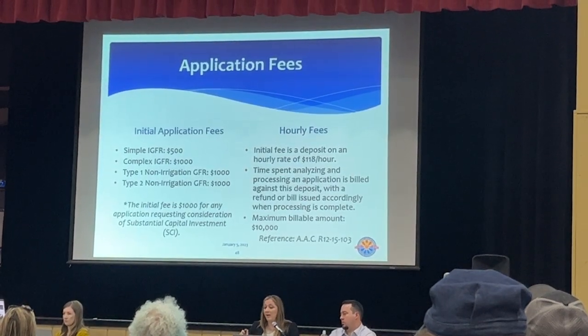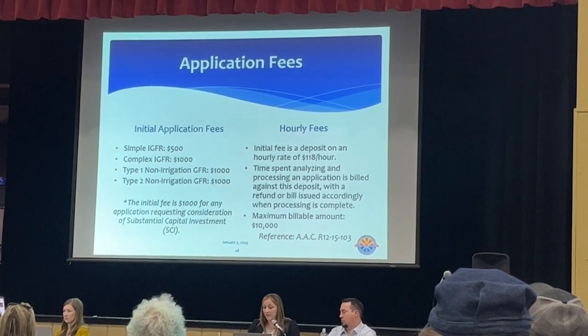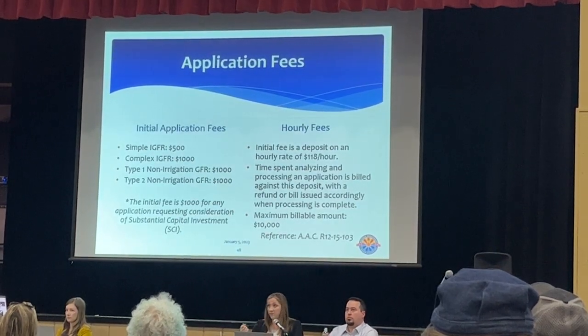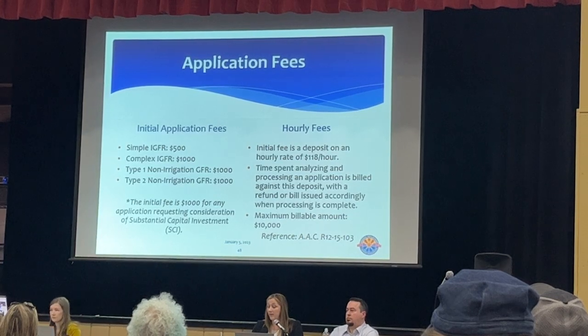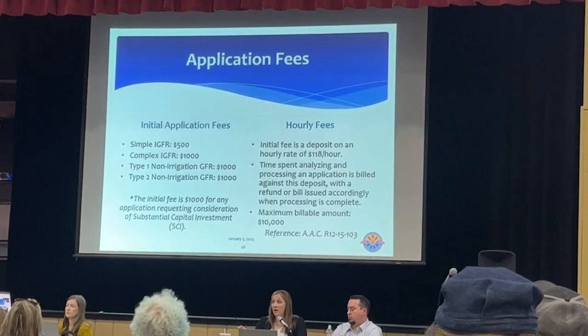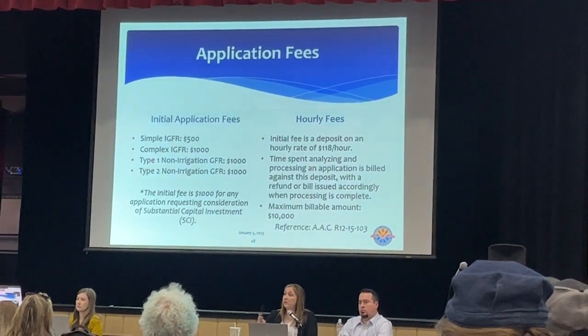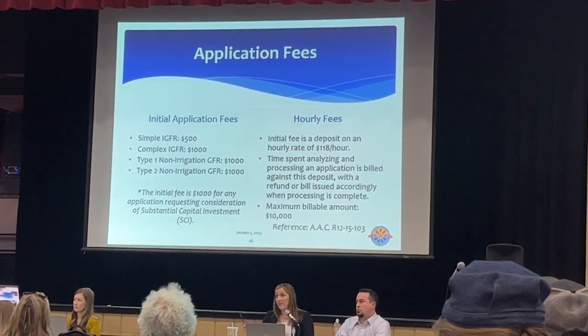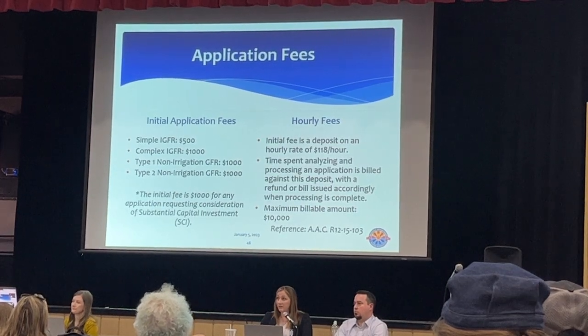So we have those fees. The initial fee, we talked about $500 or $1,000 depending on the type of application. The initial fee is a deposit on that hourly rate, so you may receive a refund or a bill. The maximum bill is $10,000.